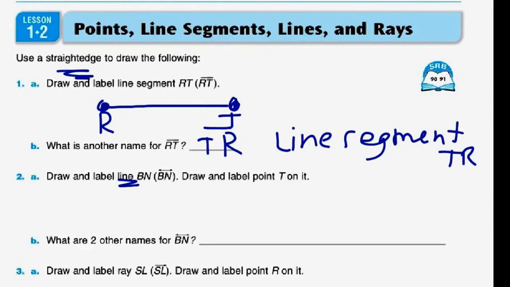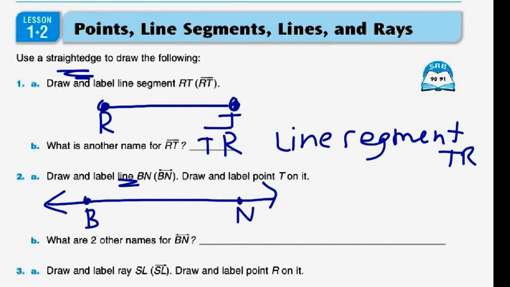It is the whole line that extends forever in either direction. So there is my line. I'm going to label it BN. Here's my point B, my point N. And I'm going to draw and label point T on it. So I could label T right on the right side, close to the N. I could label it close to the B. I could put it right in the middle. I'm going to put it right there. There we go, and there's my point T.